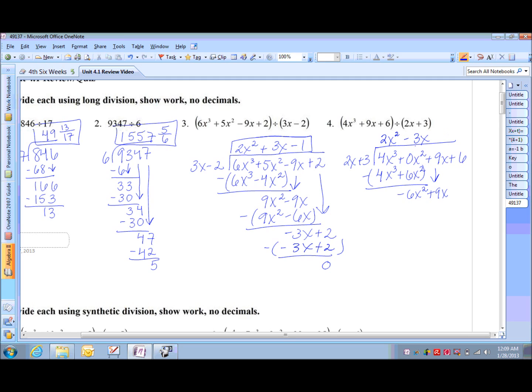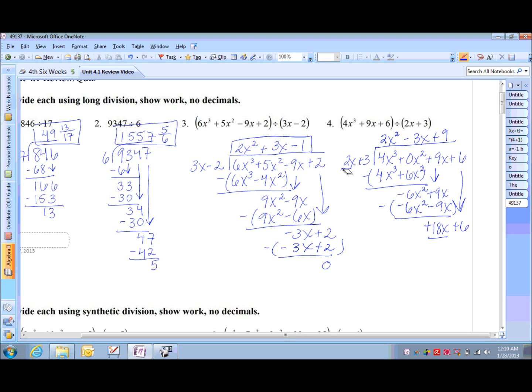And now we're going to multiply negative 3x by 2x plus 3. So negative 3x times 2x gives you negative 6x squared. And negative 3x times 3 is negative 9x. When you subtract this, you end up getting a positive 18x. We bring down the 6. And now we're going to divide 18x by 2x, and that gives you a positive 9.